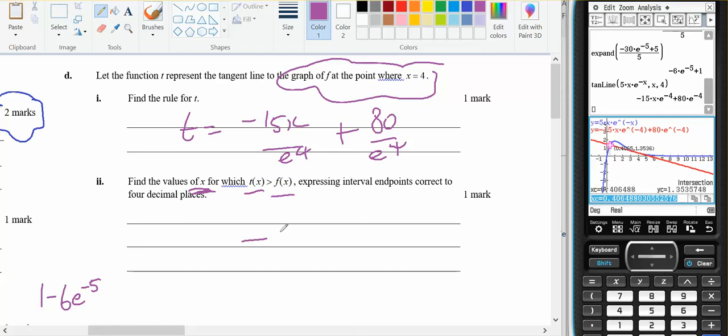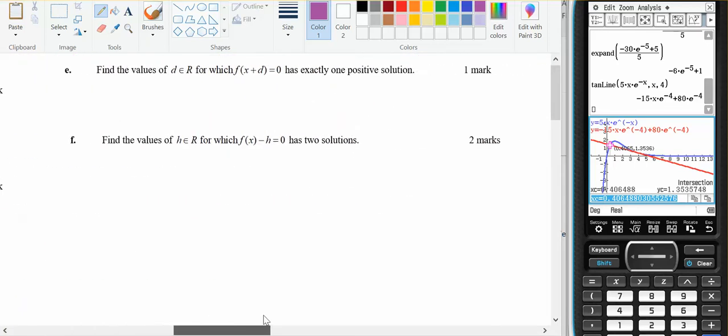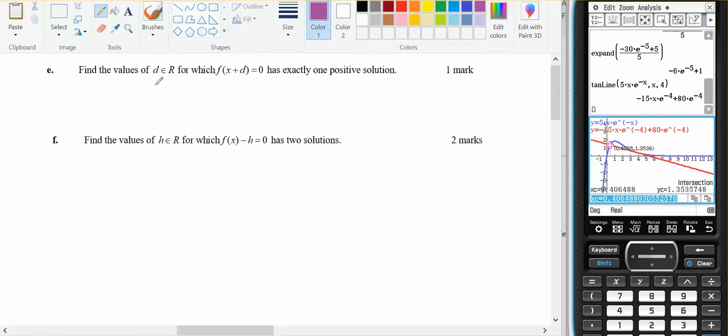So I'm minus infinity all the way up to 0.4065 and not inclusive because I want t of x bigger. And that's the only values where the red straight line is bigger than the blue tangent line. And then if I go to E, find the values of d for which I've got to move it sideways.